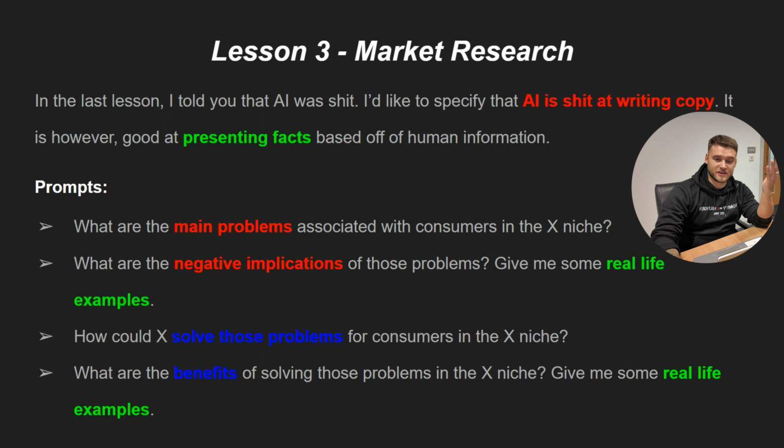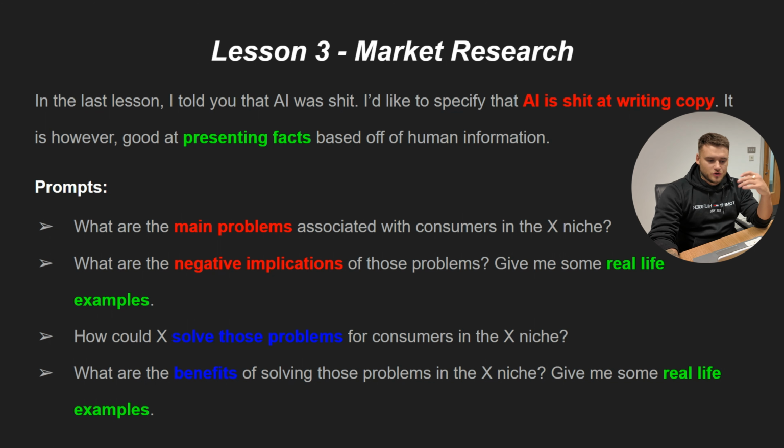Now, for market research, in the last video, I told you that AI was shit. Now, I'd like to specify that AI is shit at writing copy. It is, however, good at presenting facts based off of human information. So you can use ChatGPT to get some really good information for your market research. And the only prompts you will ever need are right here on the screen. So what prompts do you need?